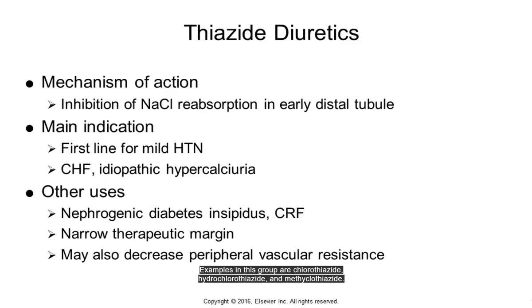Our next group of diuretics are thiazides, which inhibit sodium chloride reabsorption in the distal tubule. Examples in this group are chlorothiazide, hydrochlorothiazide, and methyclothiazide. They are indicated as a first-line treatment in mild hypertension and may be used in congestive heart failure, hypercalciuria, nephrogenic diabetes, and chronic renal failure. They have a narrow therapeutic range, and therefore there is an increased risk of toxicity from their use.